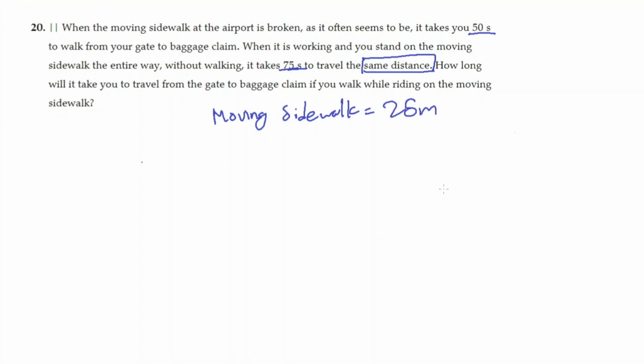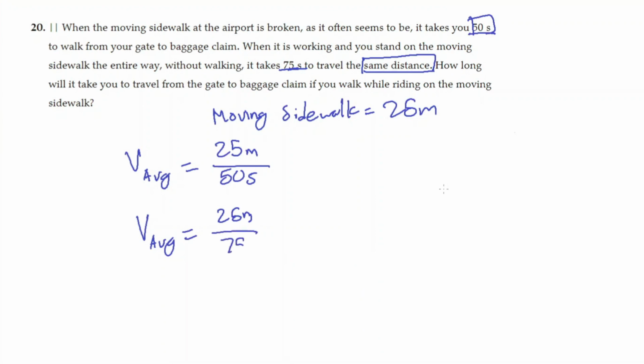So all we need to do now is find the average velocities and add them together. So we're going to use the average velocity equation, which is going to be delta D, which is going to be 25 meters, over the first time frame, which is 50 seconds. And then let's do the second time frame. So velocity average is equal to 25 meters again over 75 seconds, which is the second time frame. And let's figure out the numerical values for these. So this is going to be 1/2 meters per second, and then this is going to be 1/3 meters per second.